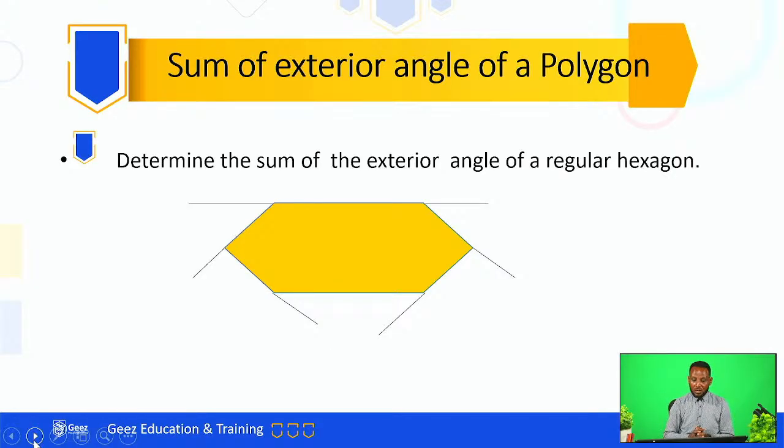So determine the sum of the exterior angles of a regular hexagon. So we talk again here about a hexagon. A hexagon is a six-sided polygon. Based on that concept, we are going to assume the measure of interior angles of a hexagon by certain letters, and the sum of the measure of exterior angles by certain letters.